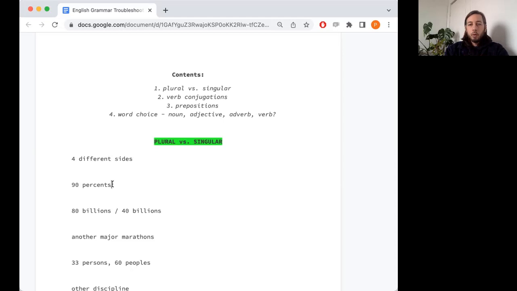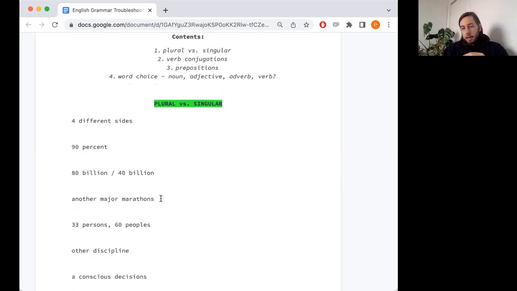The next example, 90%. In that case, 90% is never plural. After that, we've got more numbers: 80 billion, 40 billion.